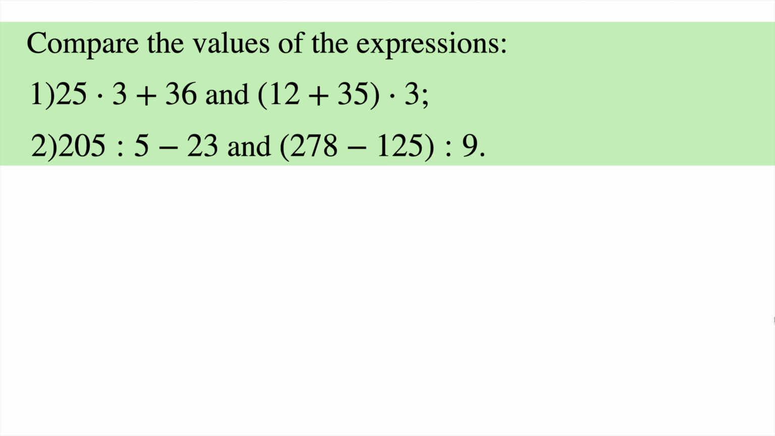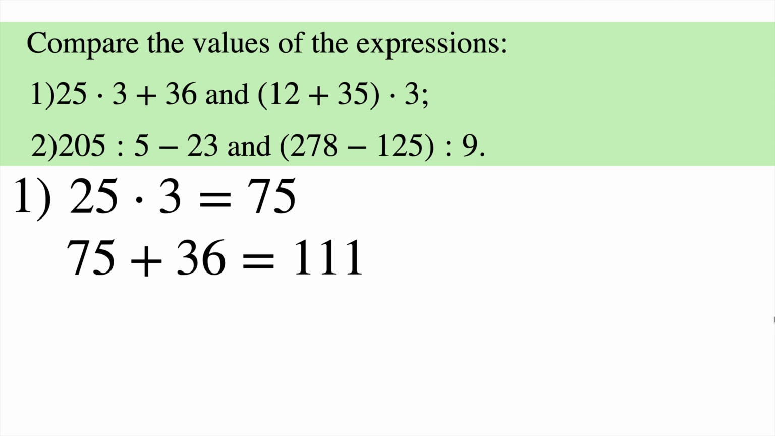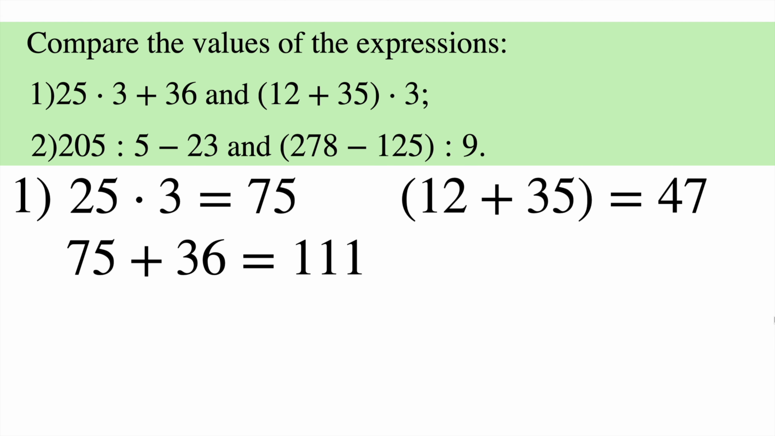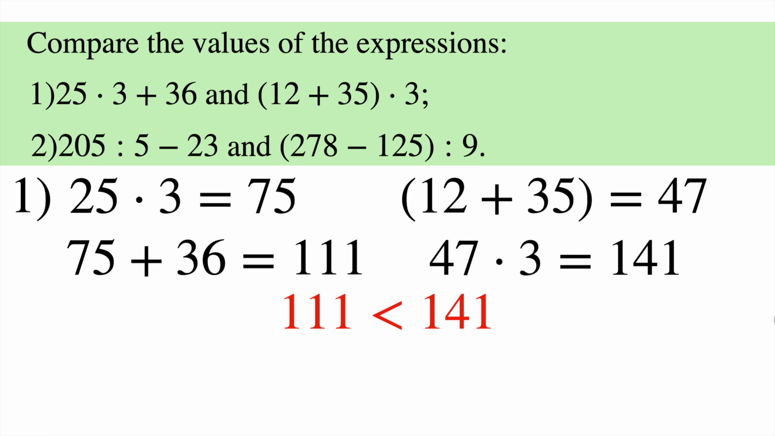the results. 25 times 3 is 75, and if we add 36 we get 111. And 12 plus 35 is 47, and multiplying 47 by 3 we get 141. Using the algorithm for comparing numbers with the same number of digits, we will see that 141 is greater than 111. And we can even say that 141 is more than 111 by 30.